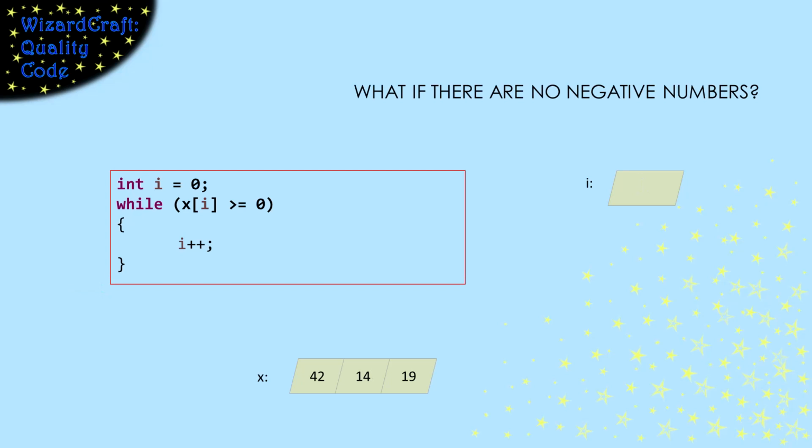Let's think about what happens when there are no negative numbers in our array. The first time through the loop, it will compare 42 to 0. Then it will compare 14 to 0. Then it will compare 19 to 0. But then what will happen? Well, C doesn't know the length of the array, so it'll just keep going. It'll look through the next position of memory to see if it's negative, and if not, it'll keep going. So this loop could run through your memory well beyond the end of our array, searching for things that look like negative numbers. That is not good.